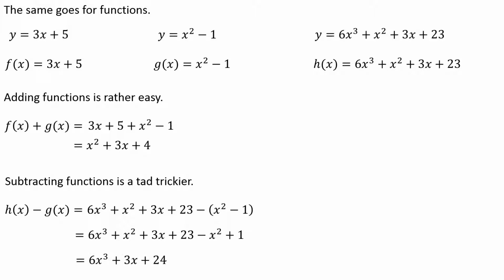Start with the 6x to the third. Then I look for my x squareds. Interesting, the positive x squared and the negative x squared cancel out. So then I'll go for my x's. I've got 3x. Finally, with the numbers, 23 plus 1 makes 24.